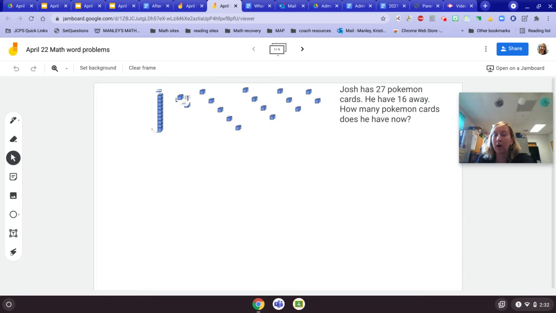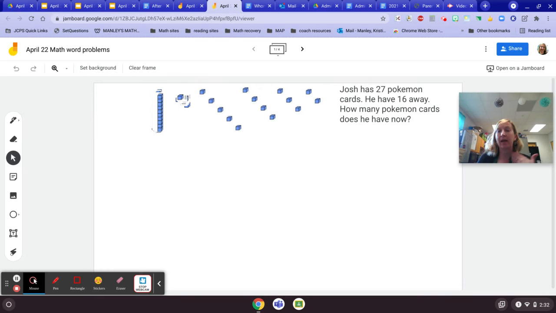Okay, so we're still working on adding and subtracting tens and ones. We're still working within 100. We still have our base 10 pieces. The only difference is this time we have a story. Okay, and just like before, we're going to think what happened in the beginning of the story, what's happening in the middle of the story, and what's happening at the end of the story.